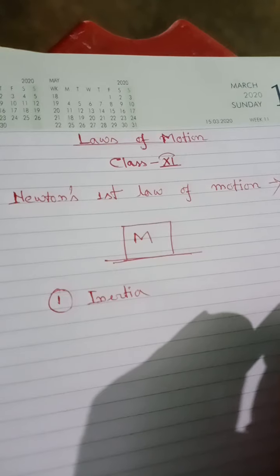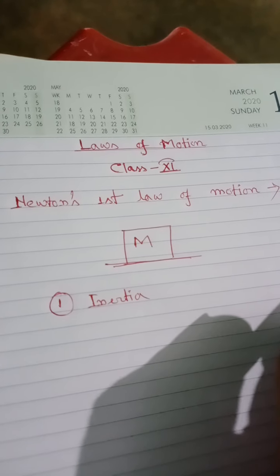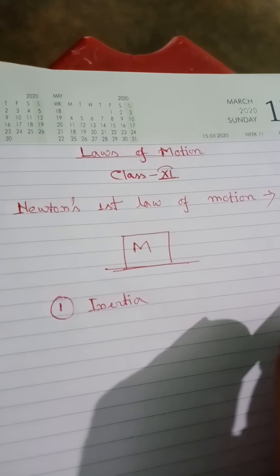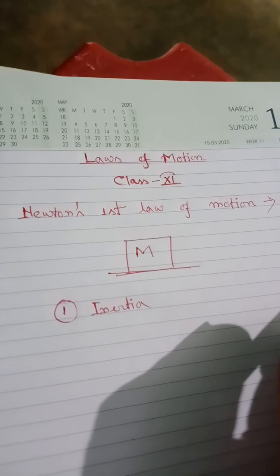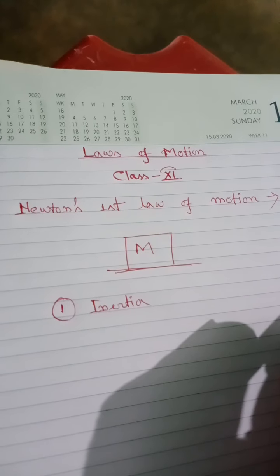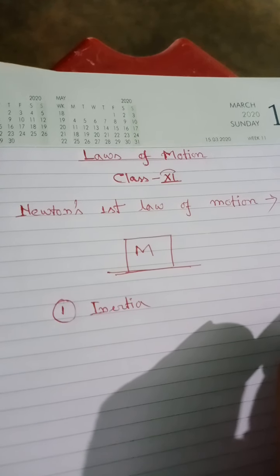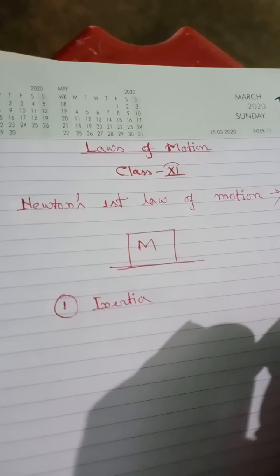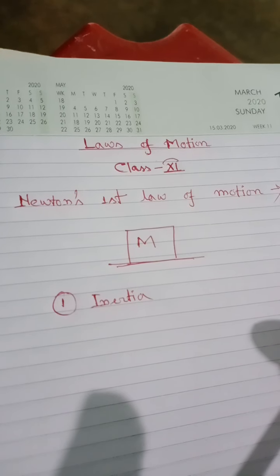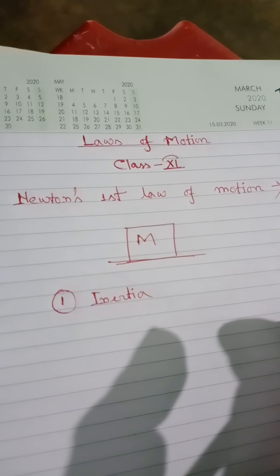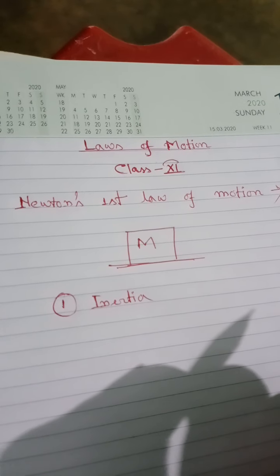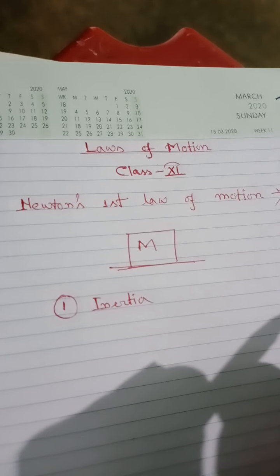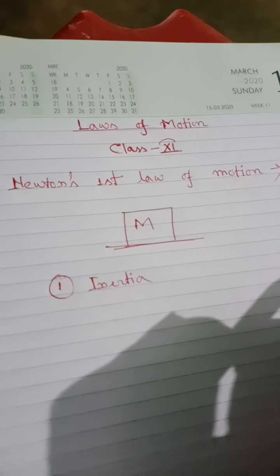Similarly, suppose an object is placed on a surface and you apply force. When you apply force, the body always tries to stay at rest. But when you apply more force, then the body starts to move. So this is the property for which a resting body tries to be at rest and a moving body tries to be in motion. That property is known as inertia.